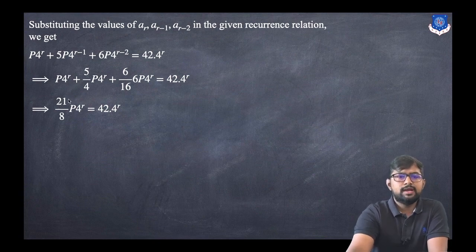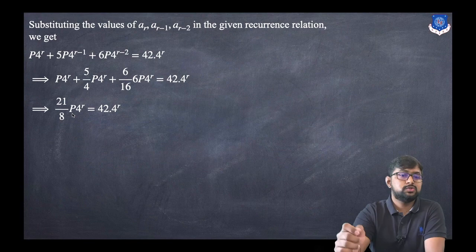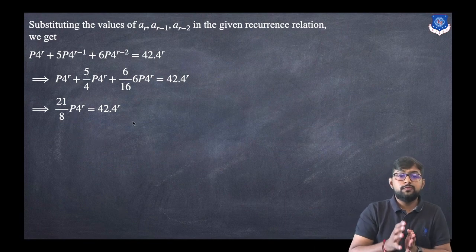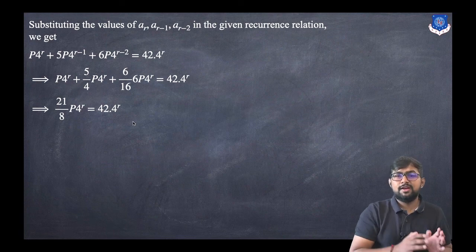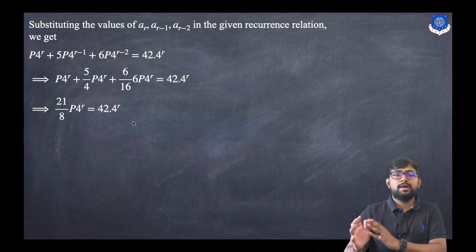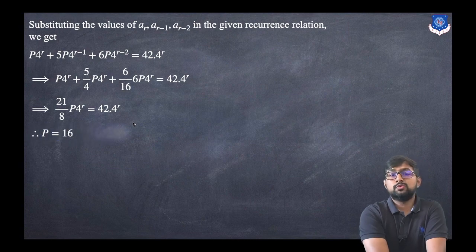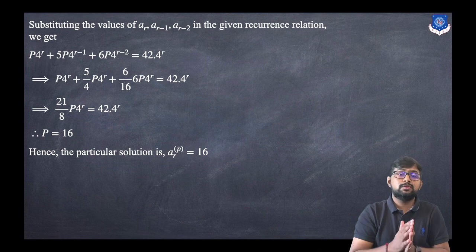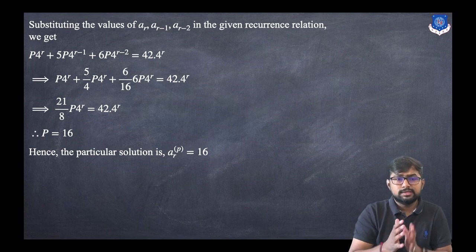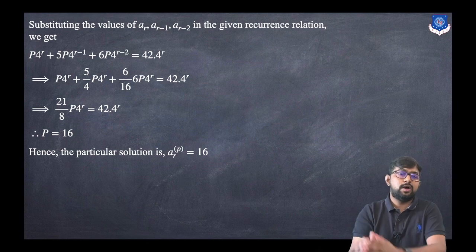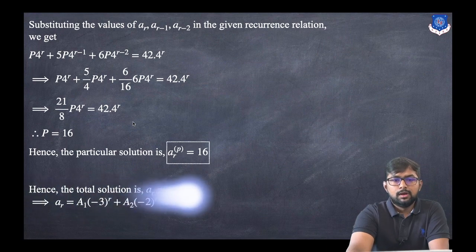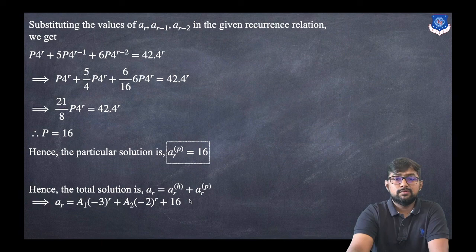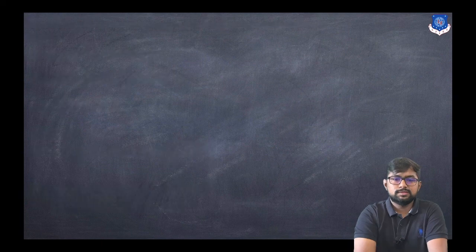So that we will get 21/8 p·4^r, and that is 42·4^r. So now we are just comparing the coefficients of 4^r. On the left hand side we have 21/8 p, and on the right hand side we have 42. So p will be 16. So hence the particular solution will be 16 into 4^r. And hence the total solution will be a_r equals a_r^(h) plus a_r^(p). So the addition will be like this.